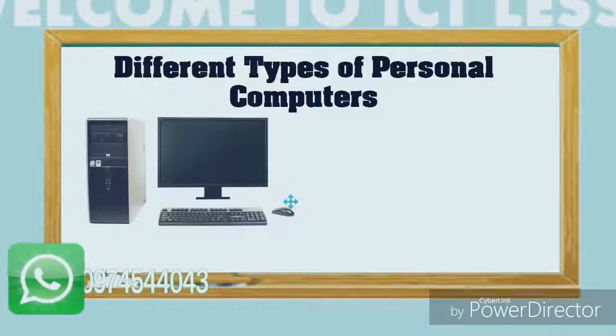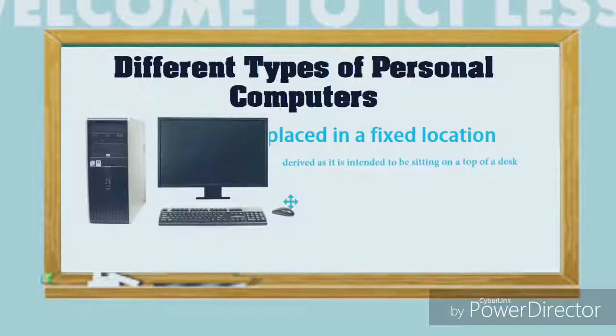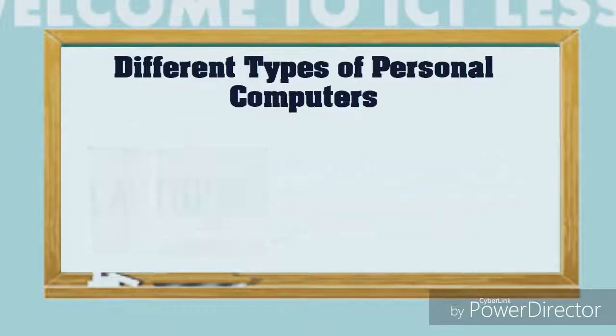Desktop computers are placed in a fixed location, and the name is derived from the fact that it is intended to sit on top of a desk. A monitor, mouse, and a keyboard can be seen as part of a typical desktop computer. Desktop computers consume low power and are more cost effective than a laptop computer.